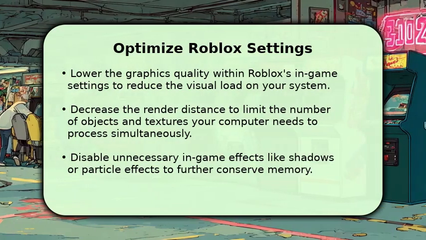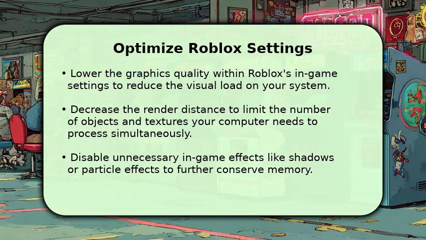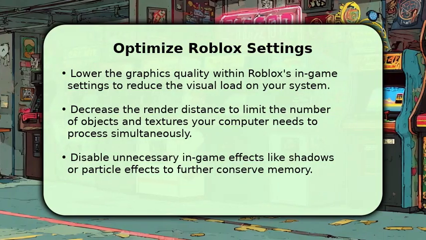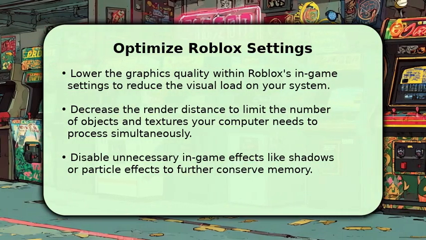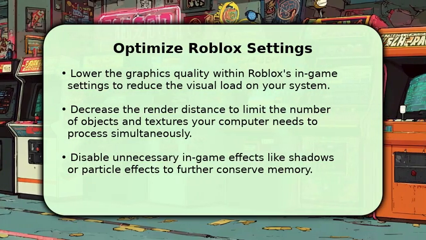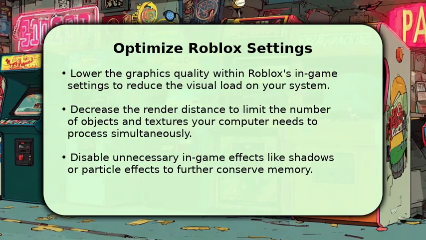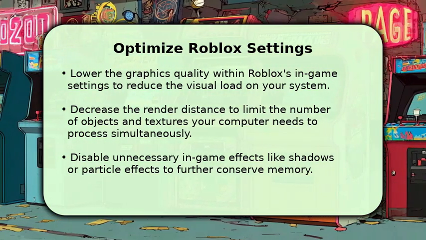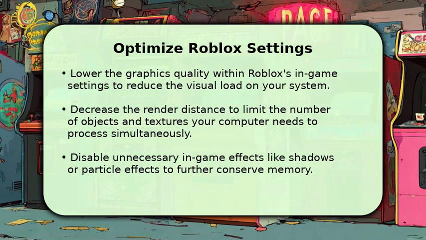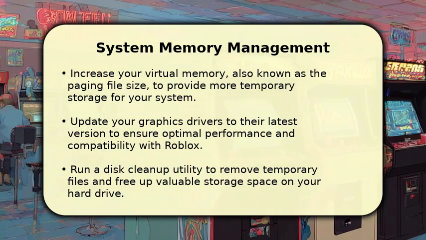Once you've addressed background processes, dive into Roblox's in-game settings. Lowering the graphics quality significantly reduces the strain on your system's memory. Additionally, decrease the render distance, which limits how much of the game world your computer needs to load at any given moment. Disabling unnecessary visual effects, such as shadows or complex particles, can also free up crucial memory, improving overall game performance and stability.